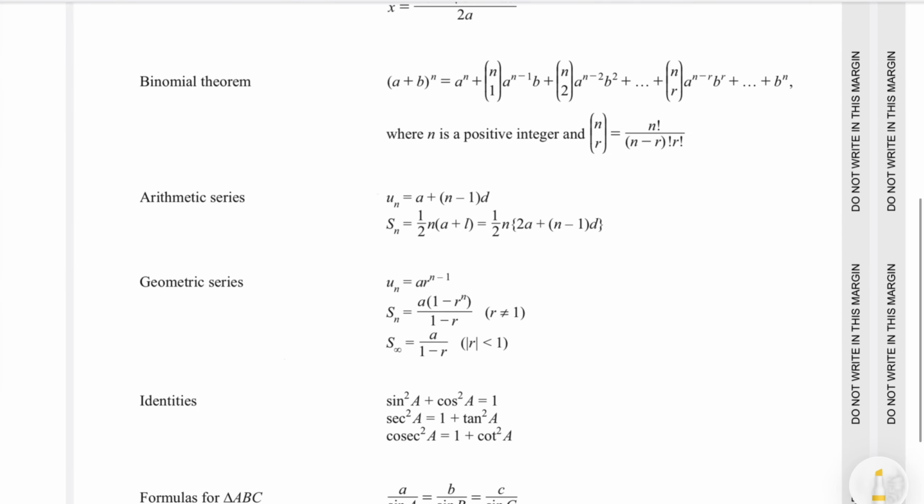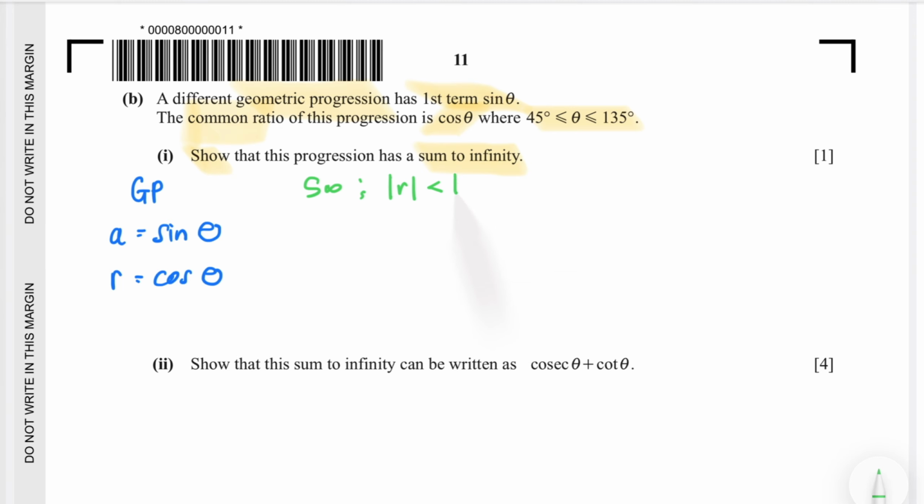For sum of infinity, the condition is modulus r must be less than 1. Sum of infinity, modulus r must be less than 1. In our question, our r is cos theta. So cos theta modulus must be less than 1.